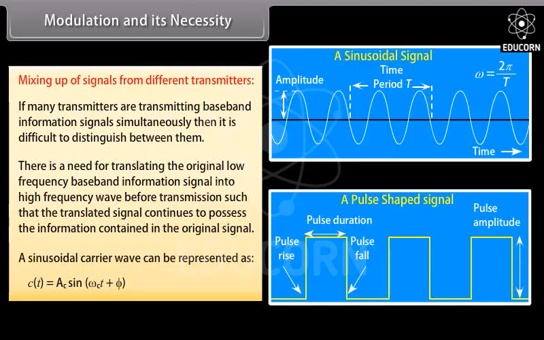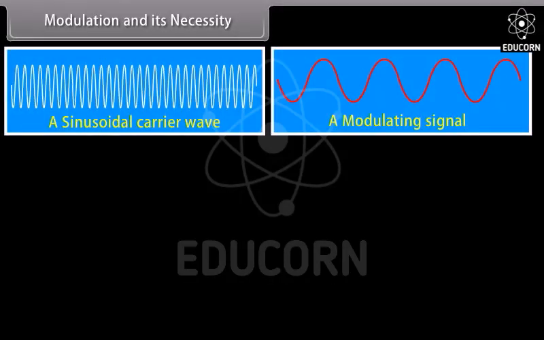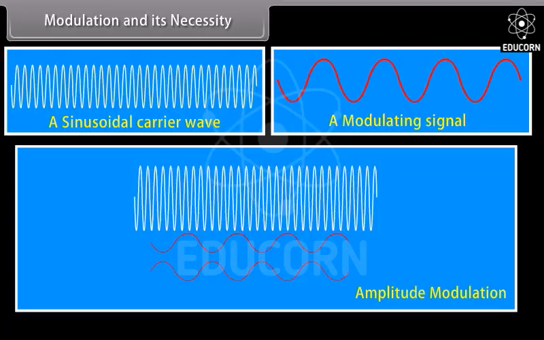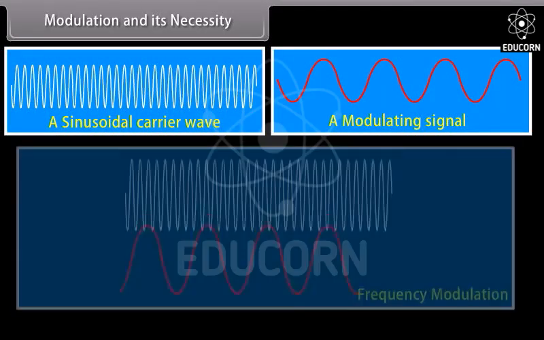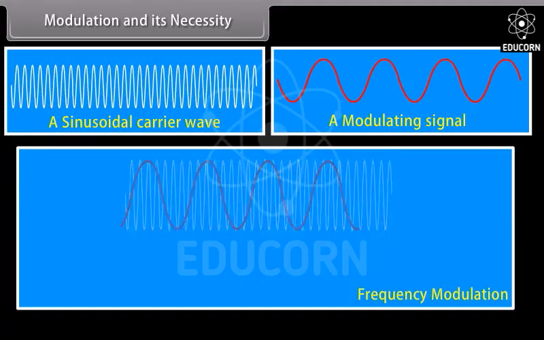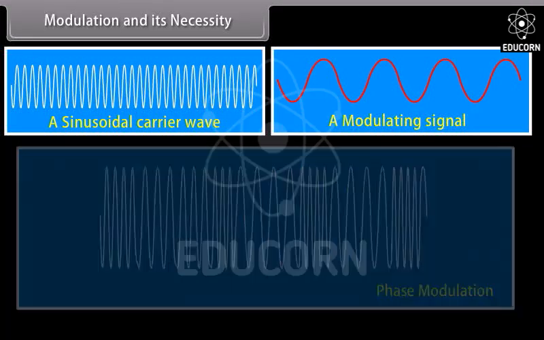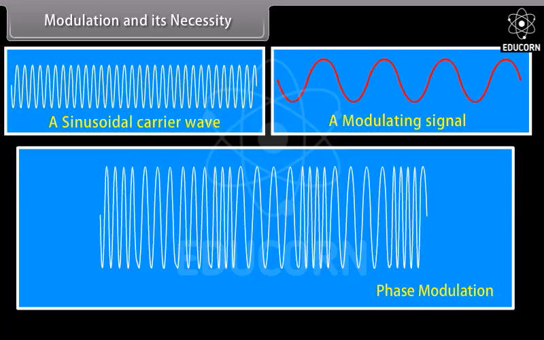A sinusoidal carrier wave can be represented as c(t) equal to A_c sin(omega_c t plus phi). There are 3 types of modulation: amplitude modulation, frequency modulation, and phase modulation.